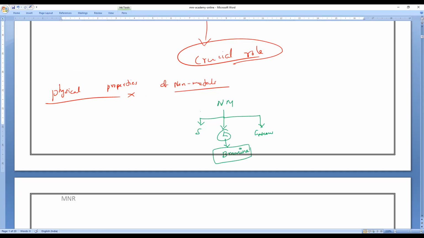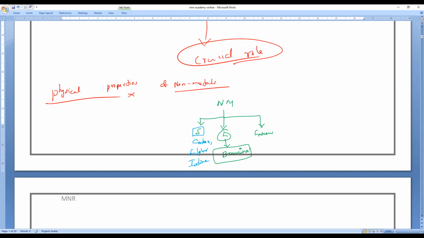Next, solids. Anybody can tell examples of solids? Carbon you can take, sulfur you can take. Other non-metals? Iodine is also a solid non-metal. Gases, anybody? Graphite is also a carbon.